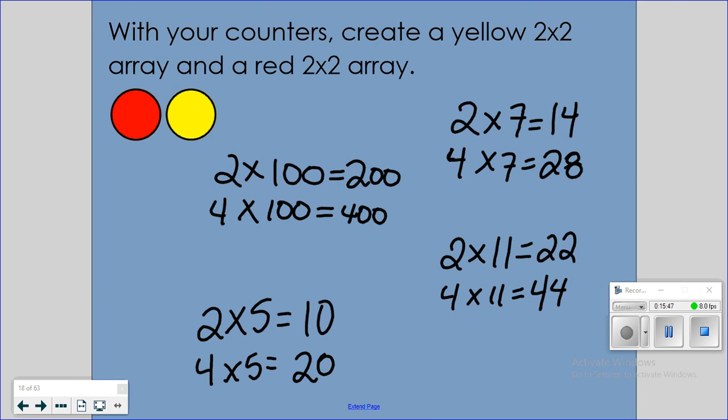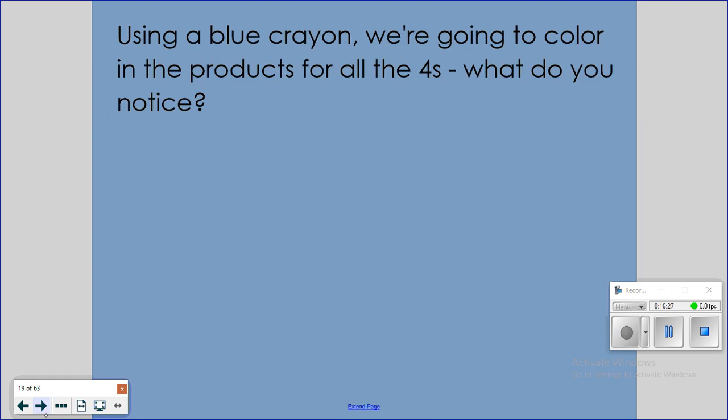Shelby? I realized whenever 2 times something, it always just doubles it. It did. I think this is what Shelby just said, but at the end, in the ones place, every time you have a 2 or an even number on these, it's most likely to have an even number at the end. Yep. So notice, when I multiply by 2s and when I multiply by 4s, I'm getting a lot of even numbers at the end. Very good.